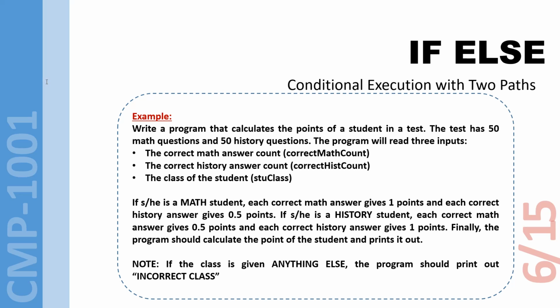If he or she is a math student, each correct math answer will give him or her 1 point, while each correct history answer will give half a point. On the other hand, if the student is a history student, then each correct math answer will give half a point, and each correct history answer will give a single point. Finally, the program should calculate the points of the student and print it out. One final note: if the class is anything other than math or history, the program should print out incorrect class.